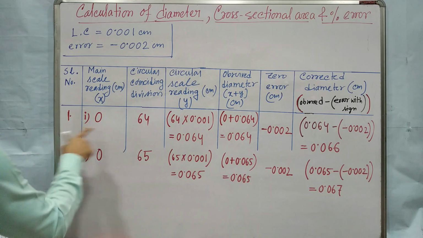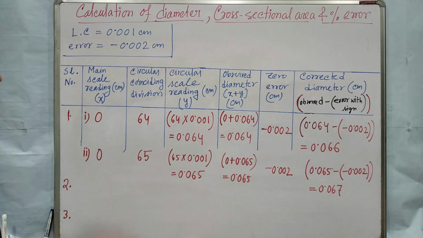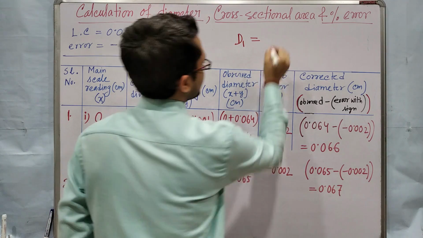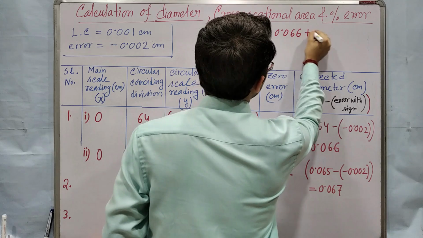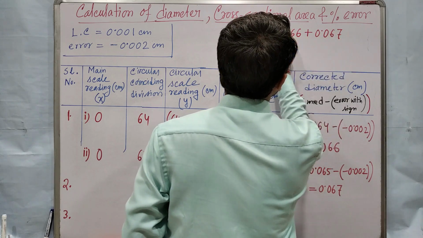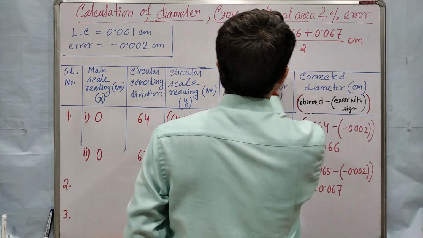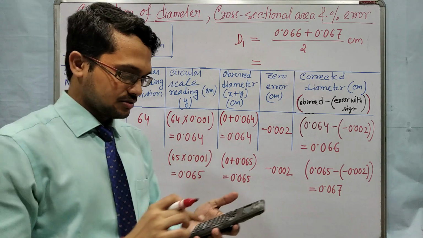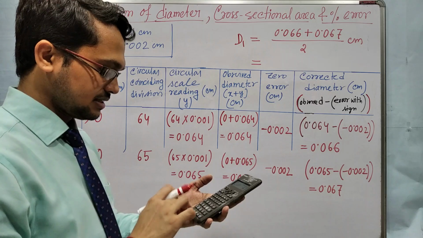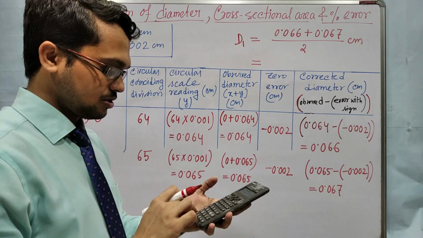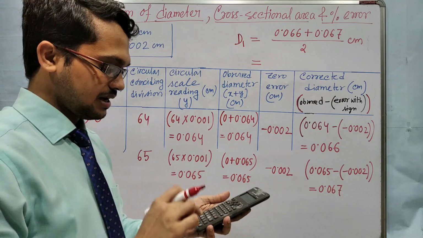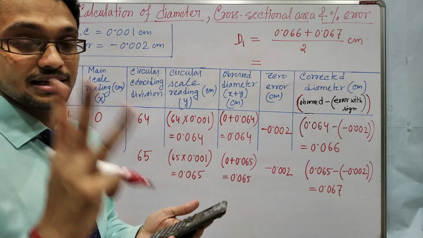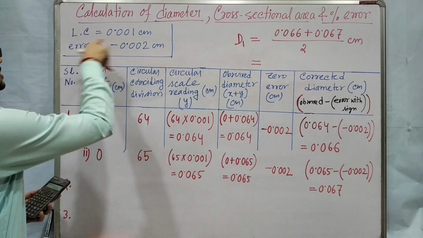Here I am doing only serial number 1. So mean diameter, mean means average, is denoted by, suppose, D1. It will be (0.066 plus 0.067) by 2 centimeter. Use the calculator: 0.066 plus 0.067 equal by 2. You will get 0.0665, but we will take 3 decimal places because the least count is up to 3 decimal places.